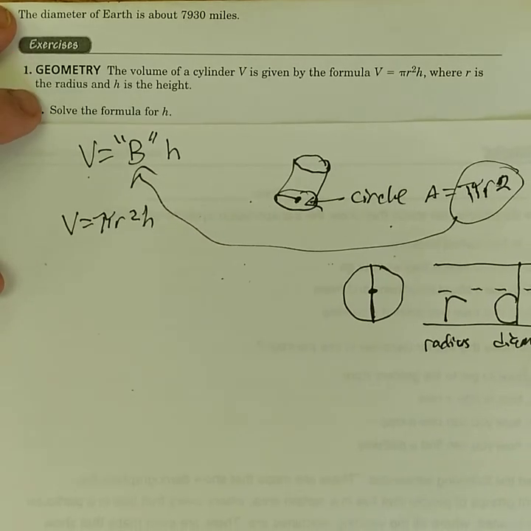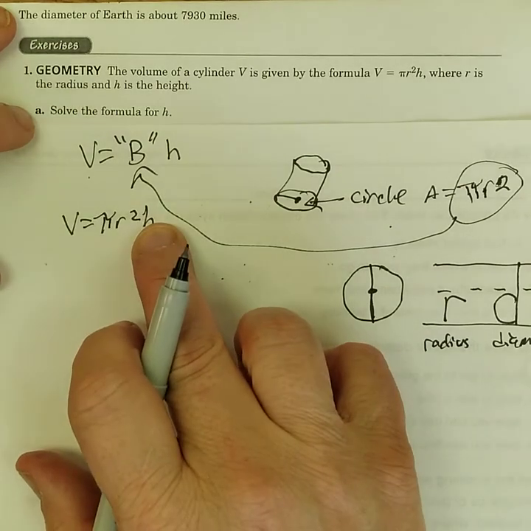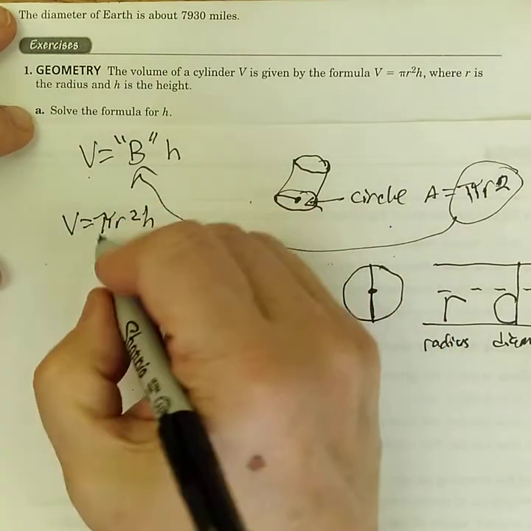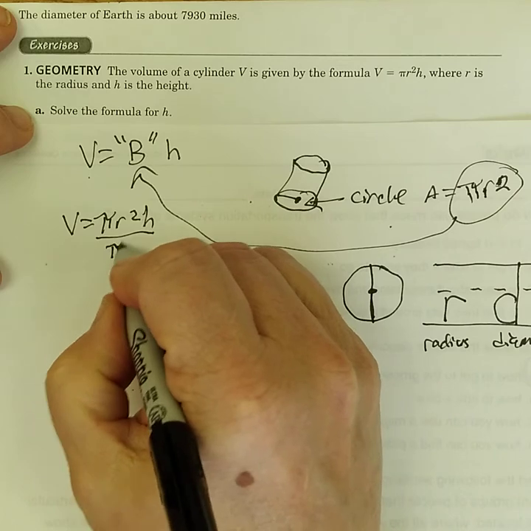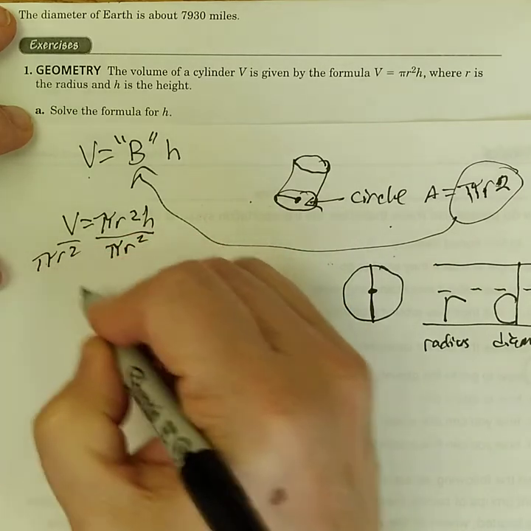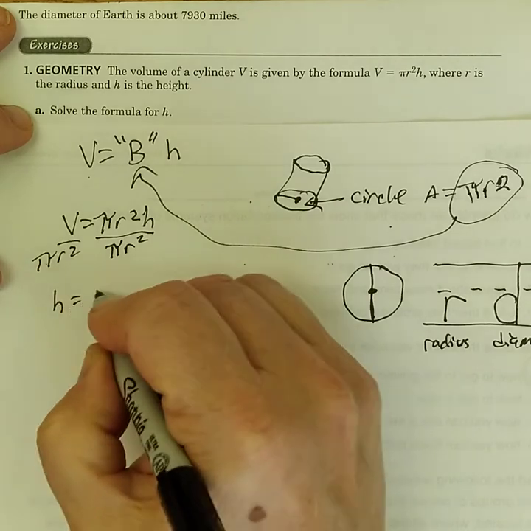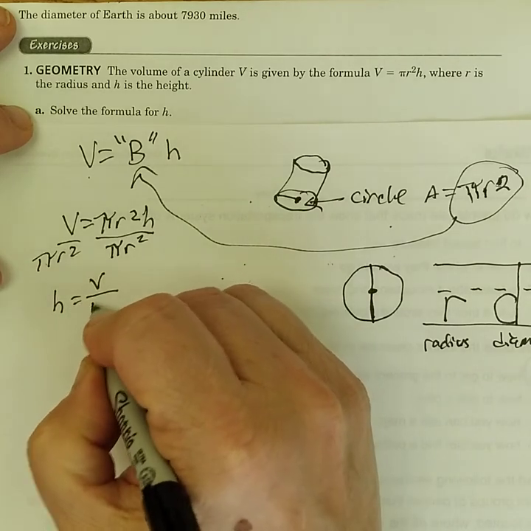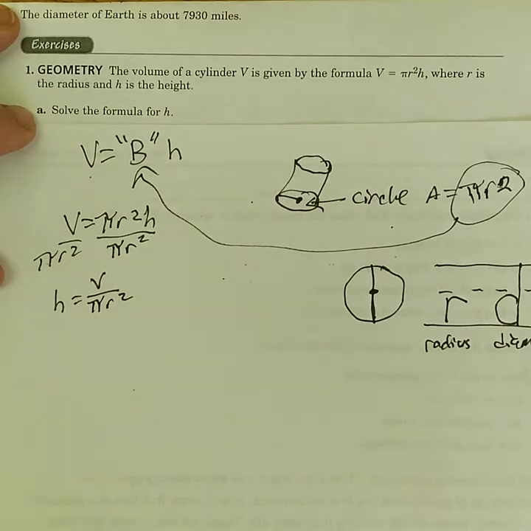It says solve the formula for H. So H, what's standing in its way? Times pi r squared. How do you get rid of the times pi r squared? You divide by pi r squared. So now we have H equals volume divided by pi r squared.